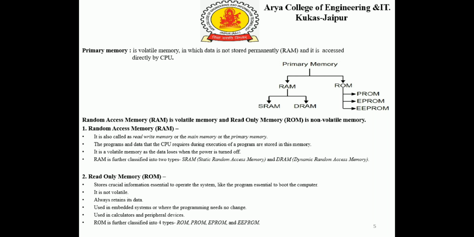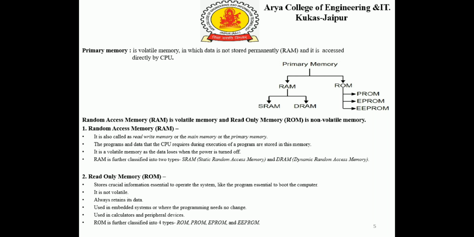Next is ROM, read-only memory, which stores crucial information essential to operate the system, like the program essential to boot the computer, meaning how the computer will start in the initial phases. The boot program is written in this ROM by the manufacturer when the system is manufactured. It is not a volatile memory, it always retains the data, and is used in embedded systems or where the programming does not need to change, in calculators and peripheral devices.